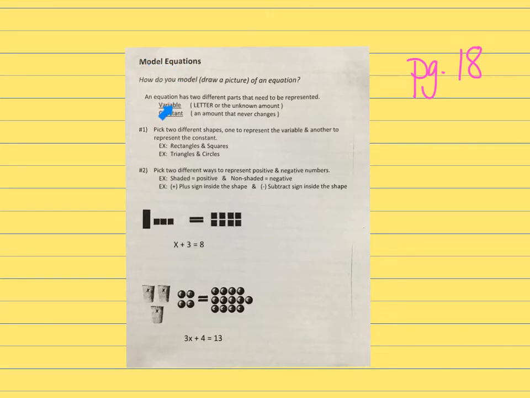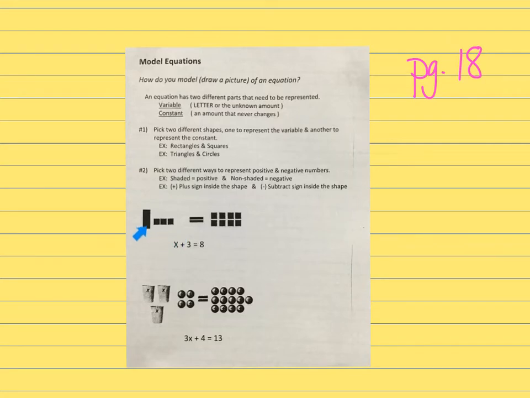Equations will have a letter known as a variable, and then also constant numbers. So you can choose on your own how you want to model your equation. You can pick different shapes to represent a variable and then a second shape to represent the constant. So you could have squares and rectangles, you could have triangles and circles. It's pretty endless. But then also we have to distinguish between positive and negative numbers as well. So you might decide to shade one of them and not shade the other, or you might just choose to put a plus sign and a minus sign to represent positive and negative.